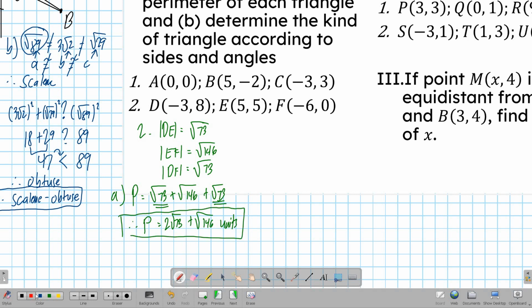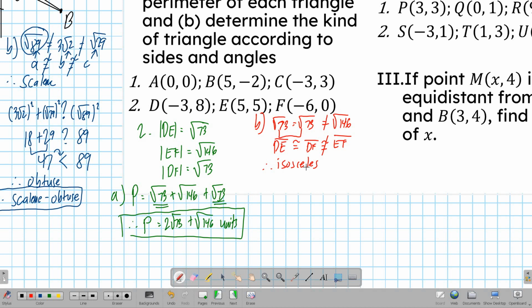Now, when it comes to the type of triangle according to sides, if you can see, square root of 73 is equal to square root of 73. But it is not equal to the square root of 146. So therefore, since we have two sides that are equal, the triangle is said to be isosceles. Let's formalize this. This square root of 73 is DE, which is congruent to DF, but it is not congruent to EF. So therefore, only two are equal, and we say that the triangle is isosceles.